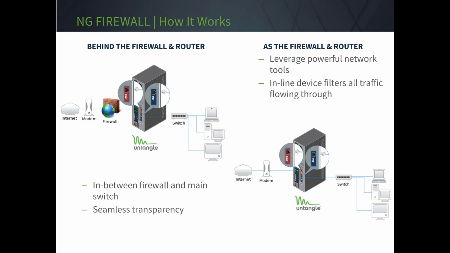Maybe you don't have anything in line and you want to use Untangle as the router and firewall, as well as the filtering device. You would basically put us in line, leverage the powerful network tools that we include, and as long as all of the devices are filtering through the Untangle, your filtering will be seamless.